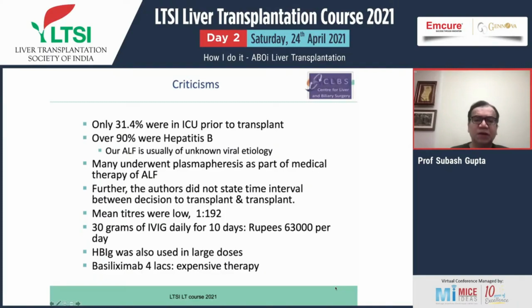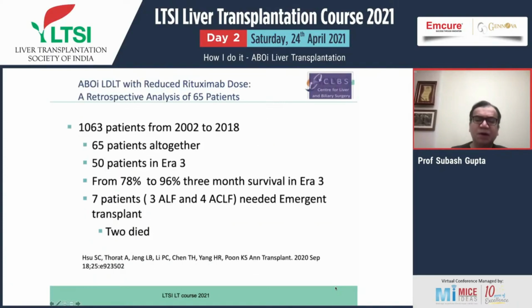The other important information that was lacking in this paper was the interval between decision to transplant and the actual transplant. Mean titers were low, and it was a fairly expensive treatment regimen with 30 grams of IVIG for 10 days, HBIG, basiliximab, 4 lakhs. So that was overall a very expensive regimen, and I'm sure if we try to reproduce those results in ALF patients in India, we will not be able to do it.